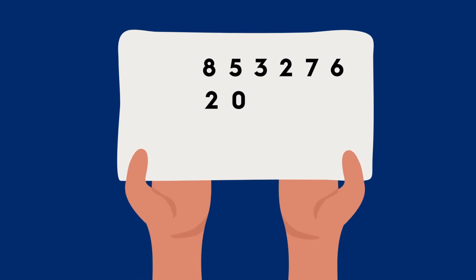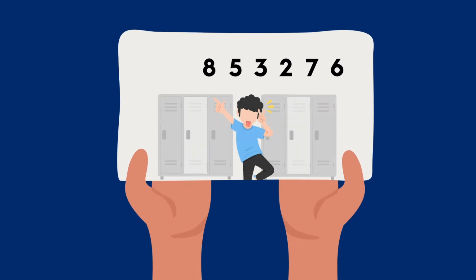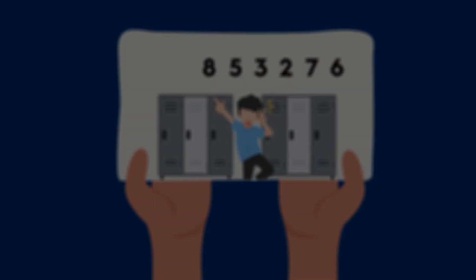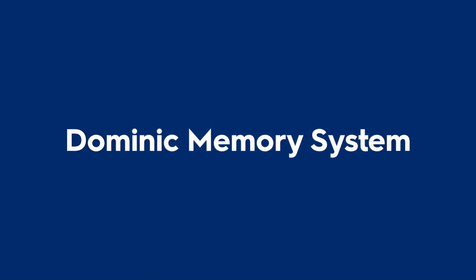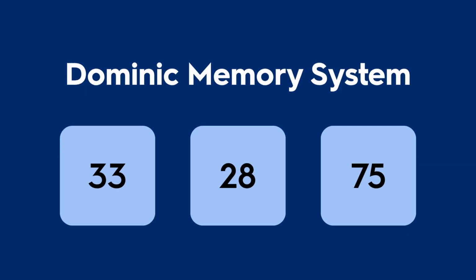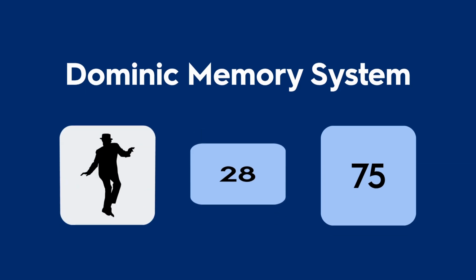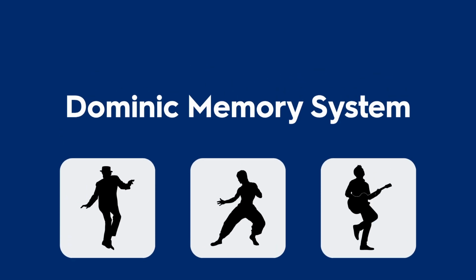What if a long number could become a tiny movie in your mind? The Dominic Memory System does exactly that by turning digits into people, actions, and memorable scenes. In this video, you will learn how the Dominic Memory System helps you remember long numbers by changing them into vivid mental pictures.